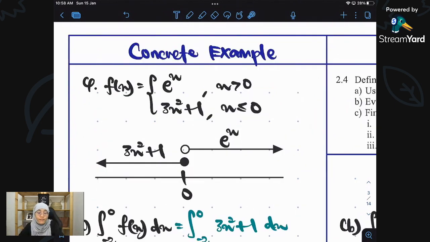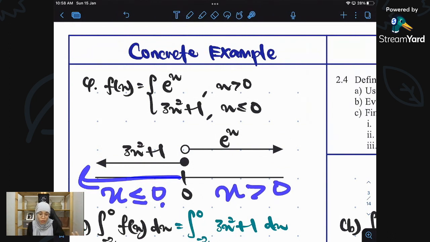Okay, let's see the fourth question, which is we have here f(x) equals e^x with a condition of x more than 0, and another one is 3x squared plus 1 with a condition of x less than or equal to 0. So there are two functions in one go. Another one is to the left, another one is to the right. So there are two different functions with two different conditions: x less than or equal to 0, and x more than 0.